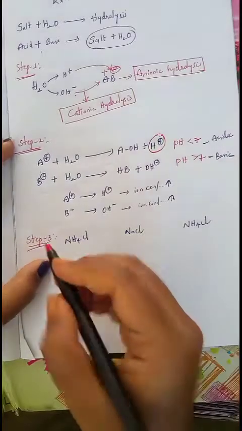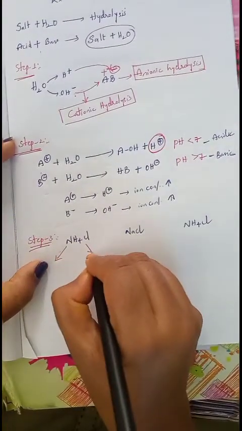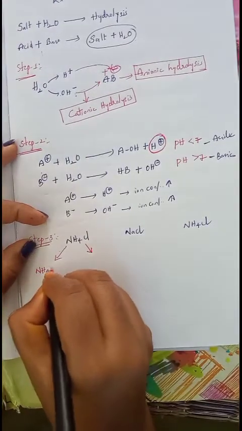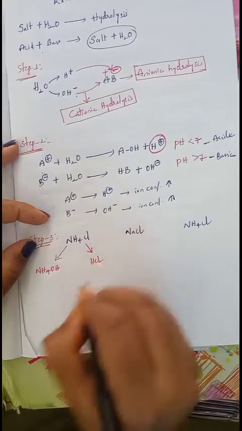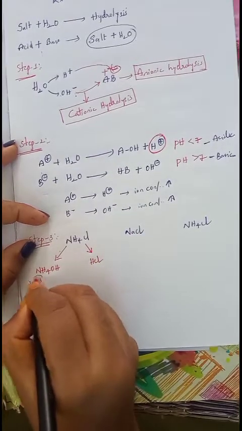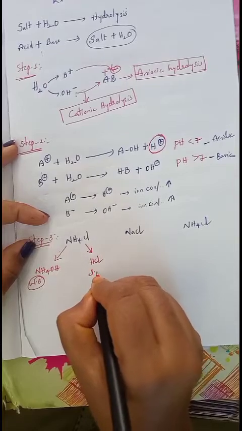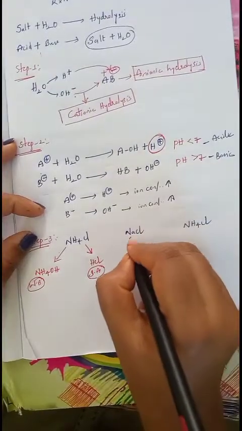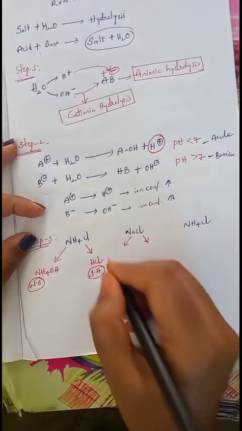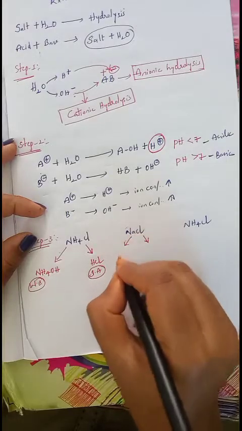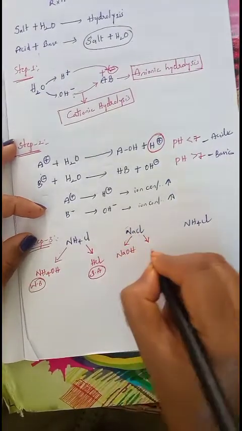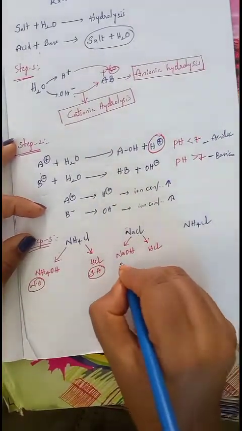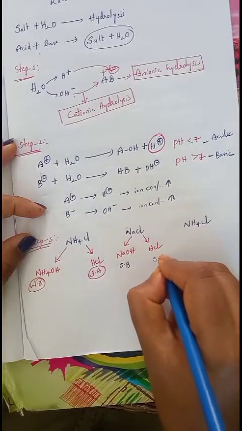Just take the ions from which it is obtained. NH4Cl is a salt which is formed from NH4OH and HCl. Here NH4OH is a weak base. Remember that. HCl is a strong acid. In the same manner, NaCl is also made up of two parts. Na is obtained from NaOH, and Cl is obtained from HCl. So this NaOH is a strong base and HCl is also a strong acid.